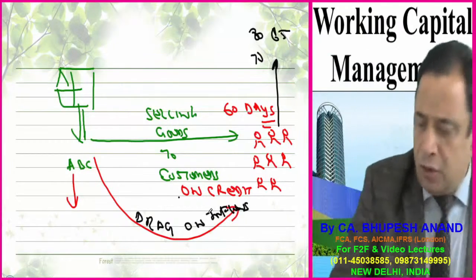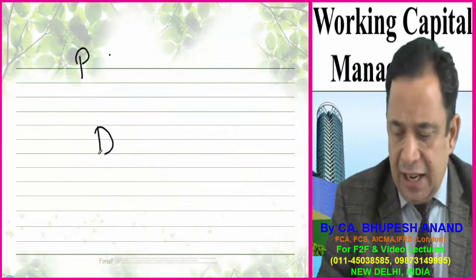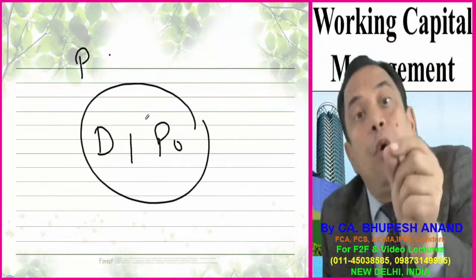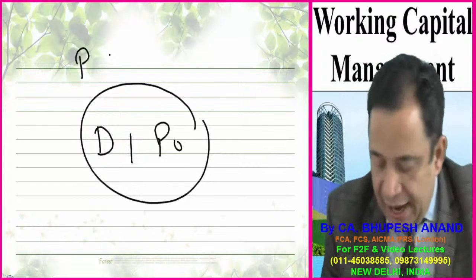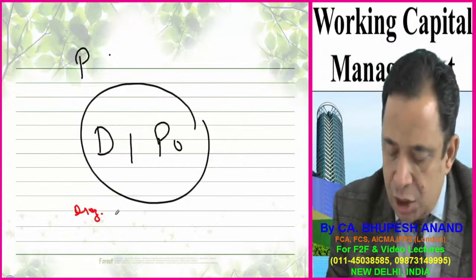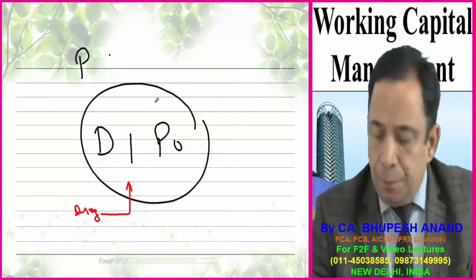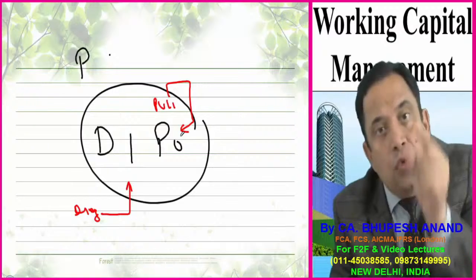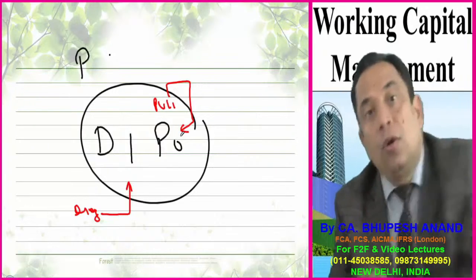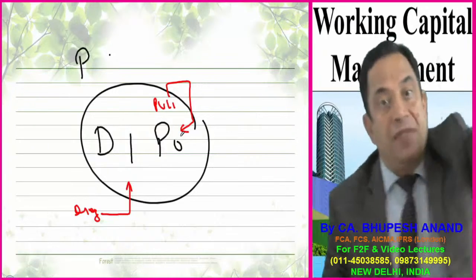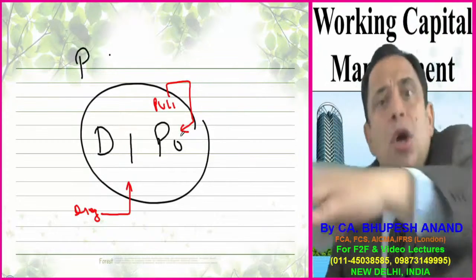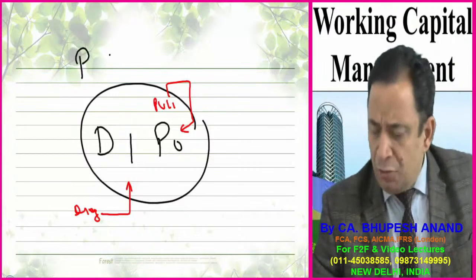I will be giving you one word, drag in, pull out. This word you have to remember, DIPO. It means drag. Drag is in relation to inflows, and pull is in relation to outflows. I have to tell you the meaning of pull on outflows and drag in inflows. I have just given you an example of drag in inflows. Now what is the meaning of pull on outflows?